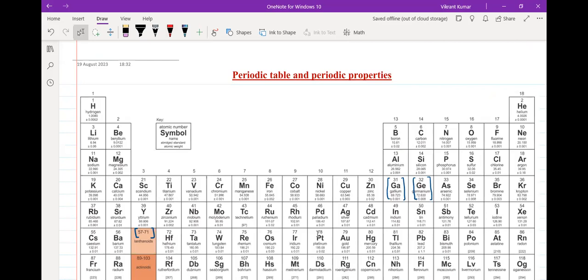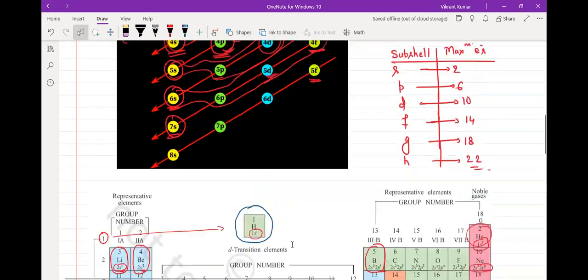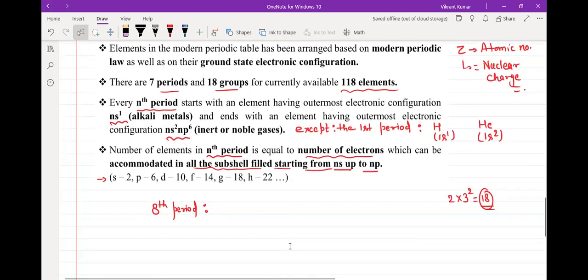The fifth also has got 18 elements. Then the sixth and seventh periods have got 32 elements each. Okay. So I'll tell you why it failed.